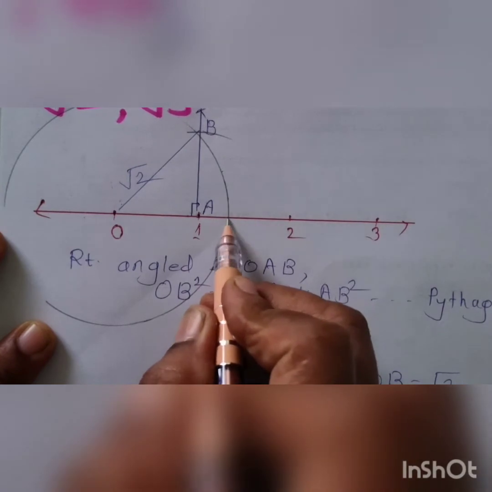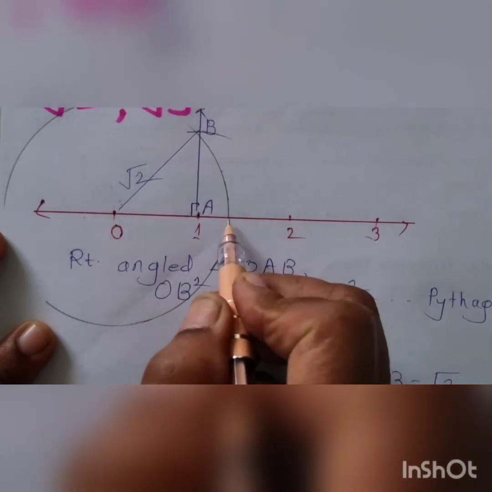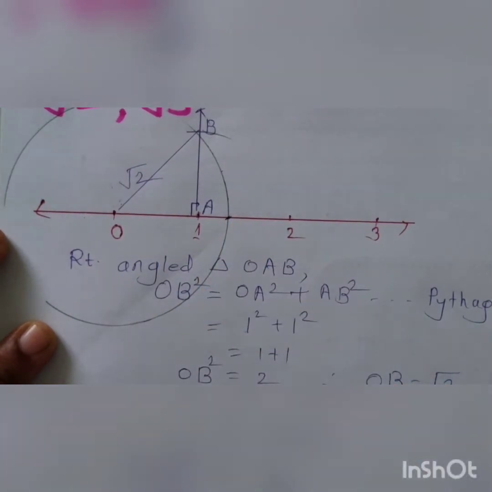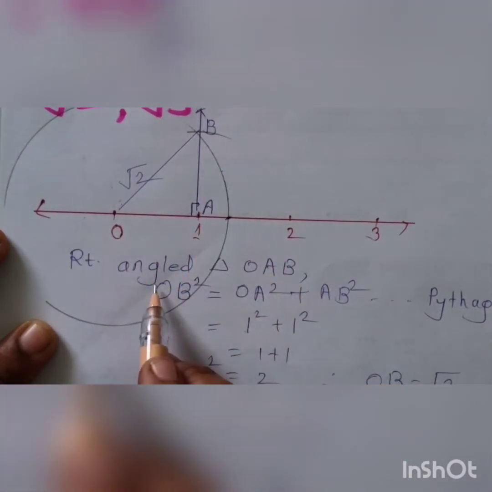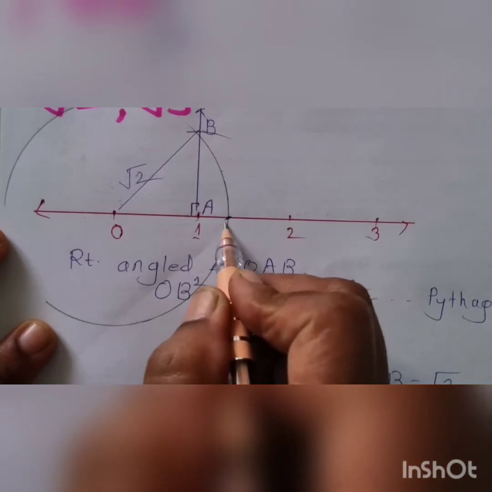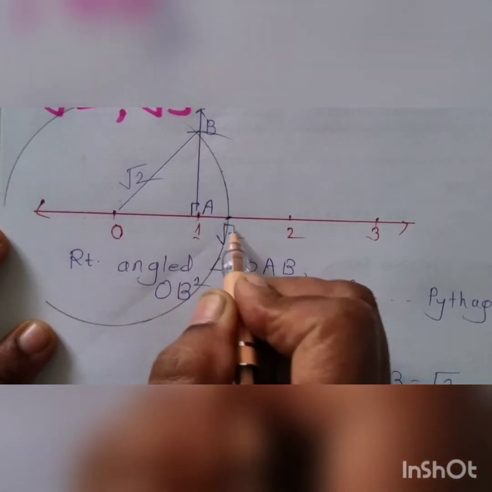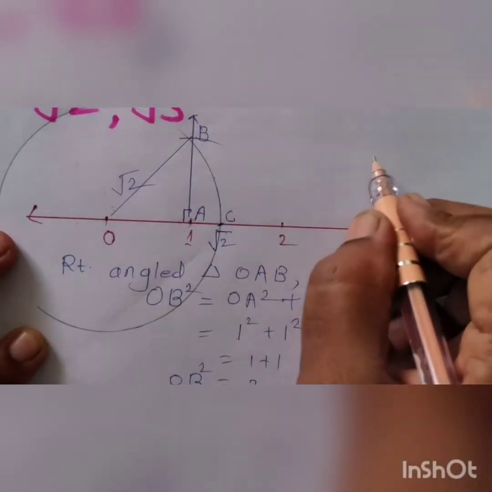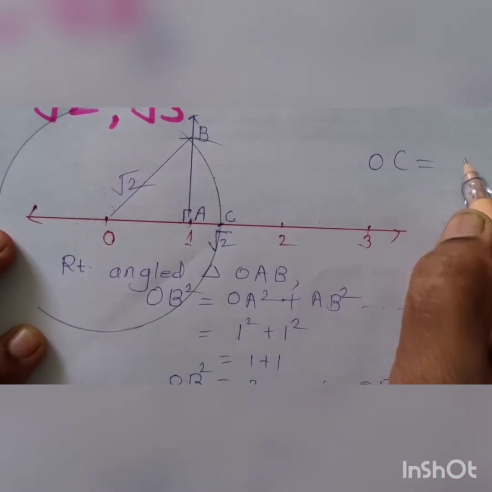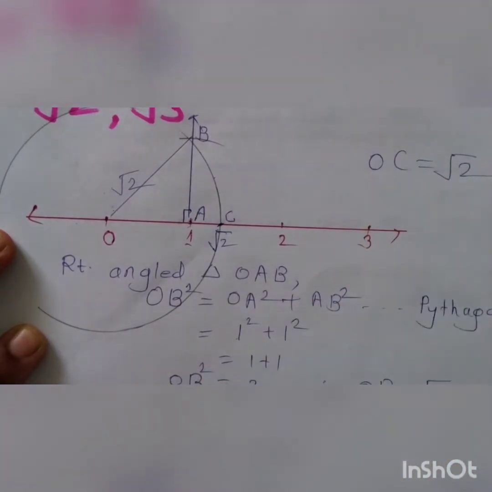But on the number line we have to represent the point, and that's why the point of intersection of both, that is this arc and this number line, representing root 2 here, we say this point is C. Means here we can write OC is equal to root 2 unit. Means point C represents root 2 on the number line.